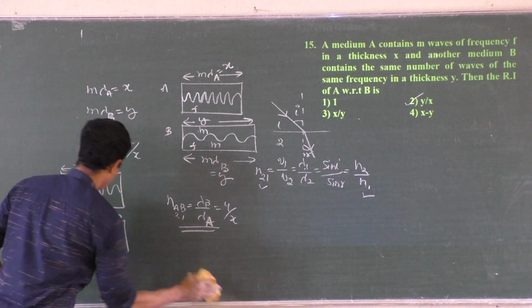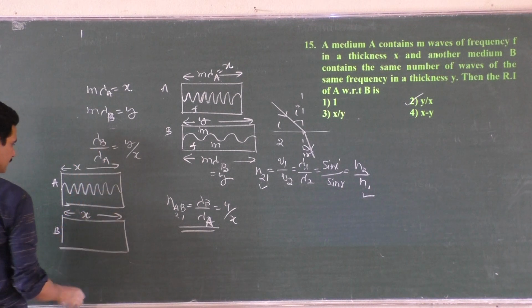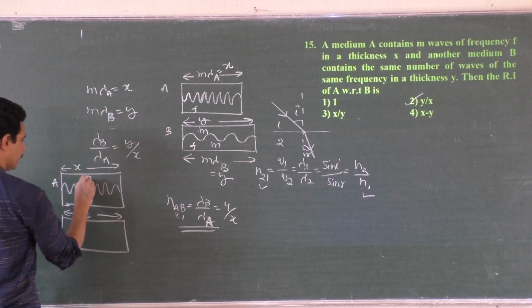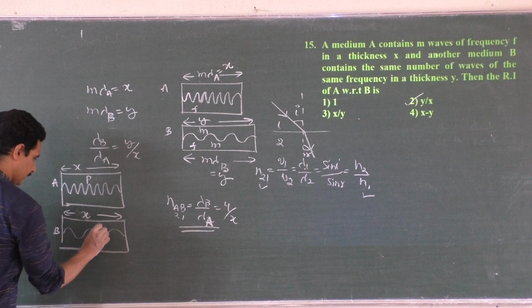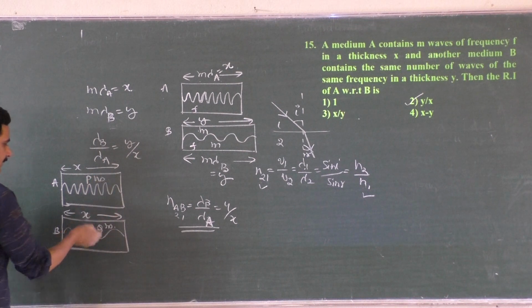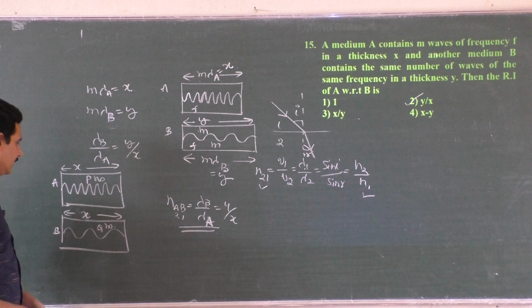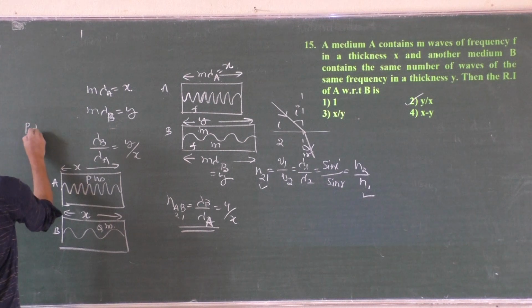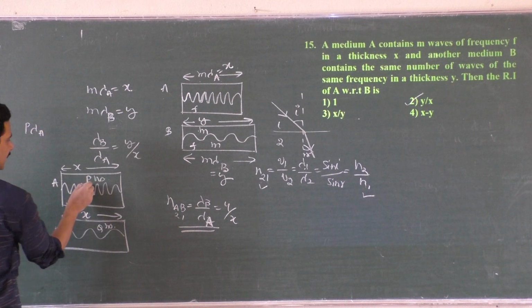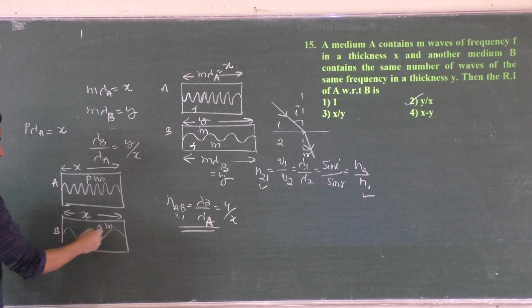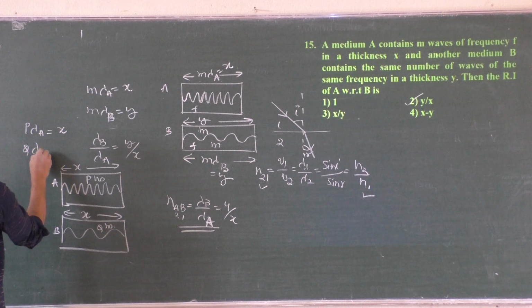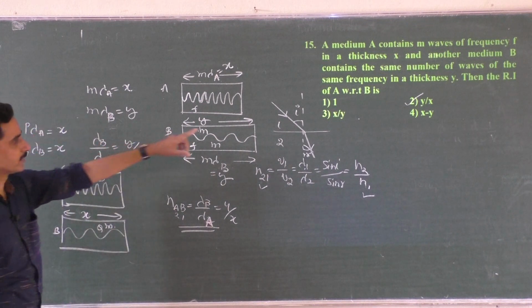So I want to get a ratio. Say p number of waves are accommodated in this thickness x in medium A and q number of waves are accommodated in thickness x in medium B. So p number of waves into λA is equal to x. Here the thickness is the same but the number of waves is different. q number of waves into λB is equal to x, right? Now you have to get the ratio in terms of p and q, that's all.